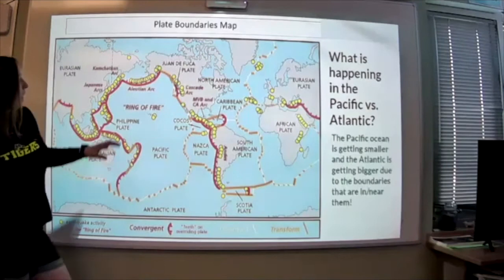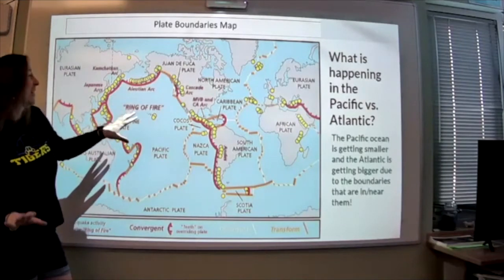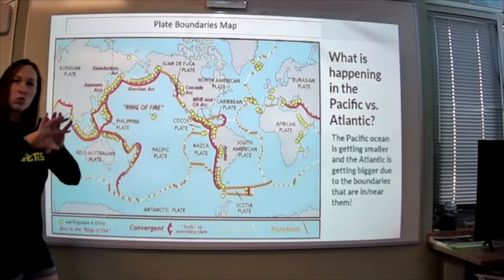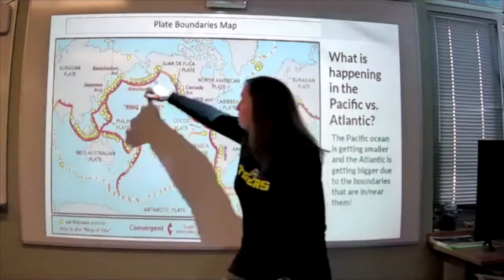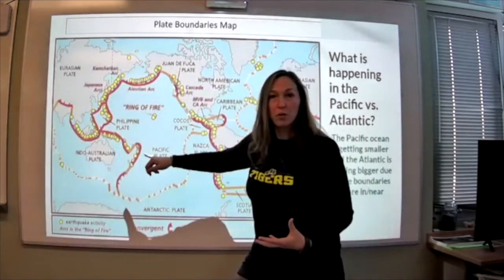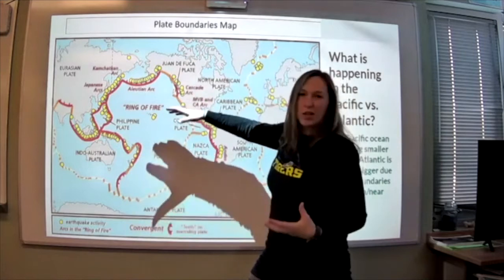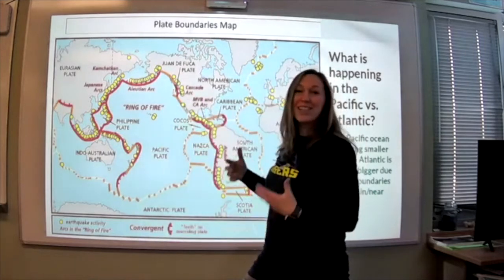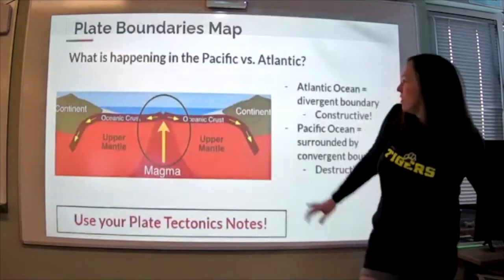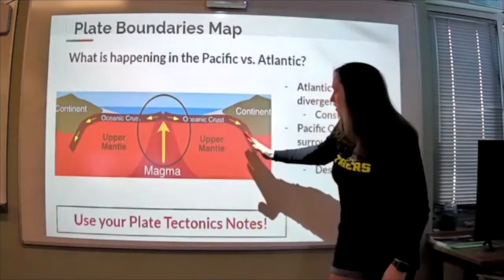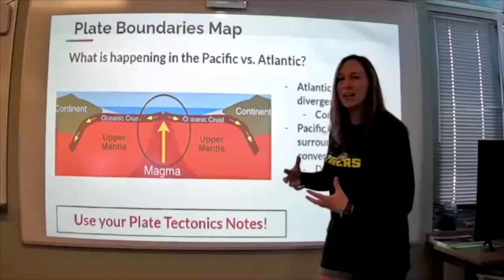So if you look around our ring of fire, our Pacific Ocean, it's called the ring of fire because it's surrounded by volcanoes. And that's because it's surrounded mostly by convergent boundaries. So instead of the Pacific Ocean just staying where it's at, remember our oceanic crust is denser. So anytime we have a convergent boundary where one plate dives under the other, this crust is getting destroyed. It's getting recycled back into the mantle.